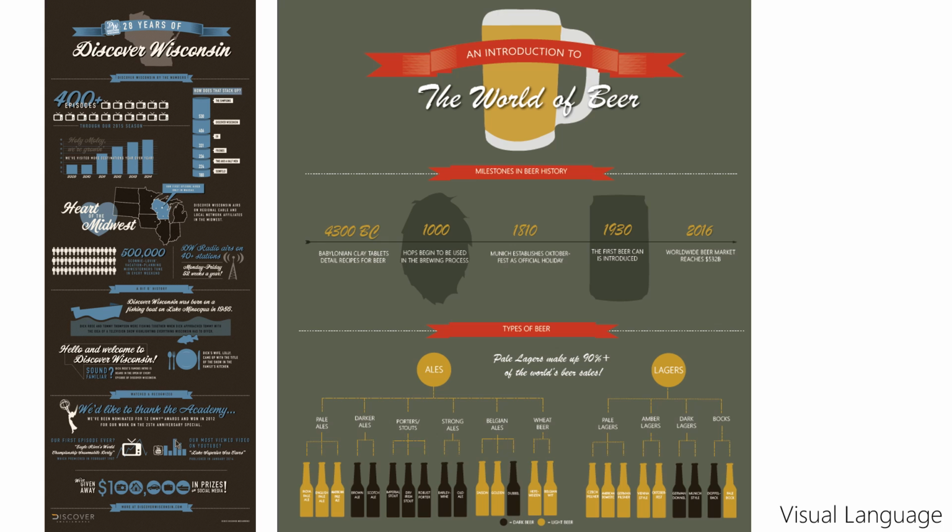So for visual language, we're going to start with the top part of my infographic again. The first key thing I want to focus on are the banners. You can see that top section really mirrors the beer instead of the Wisconsin state, as well as the cursive font.